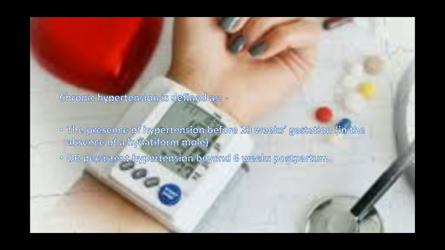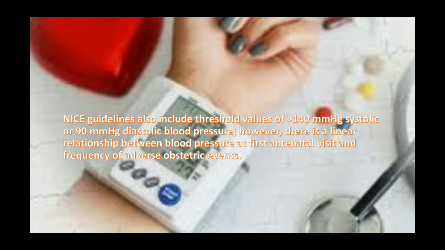this is chronic hypertension. Secondly, if a patient is in the postpartum period and the blood pressure persists even after 6 weeks postpartum, then that is chronic hypertension. Now, the NICE guideline also includes a threshold value of more than 140 millimeter of mercury systolic or 90 millimeter of mercury diastolic pressure. However, there is a linear relationship between the blood pressure at the first antenatal visit and the frequency of adverse obstetric events.